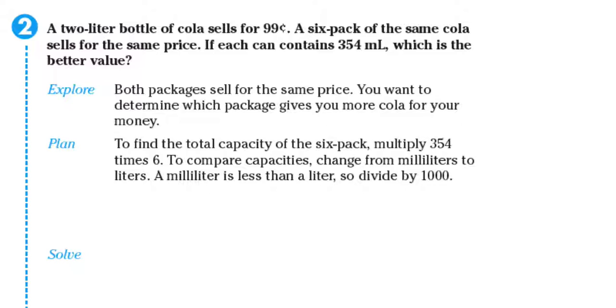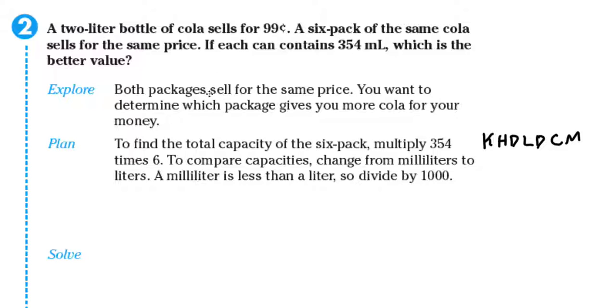So again, let's use our King Henry shortcut: King Henry died lately drinking chocolate milk. It says here, to find the total capacity of the 6-pack, multiply 354 by 6. We did that. To compare the capacities, change milliliters to liters. So 354 by 6.